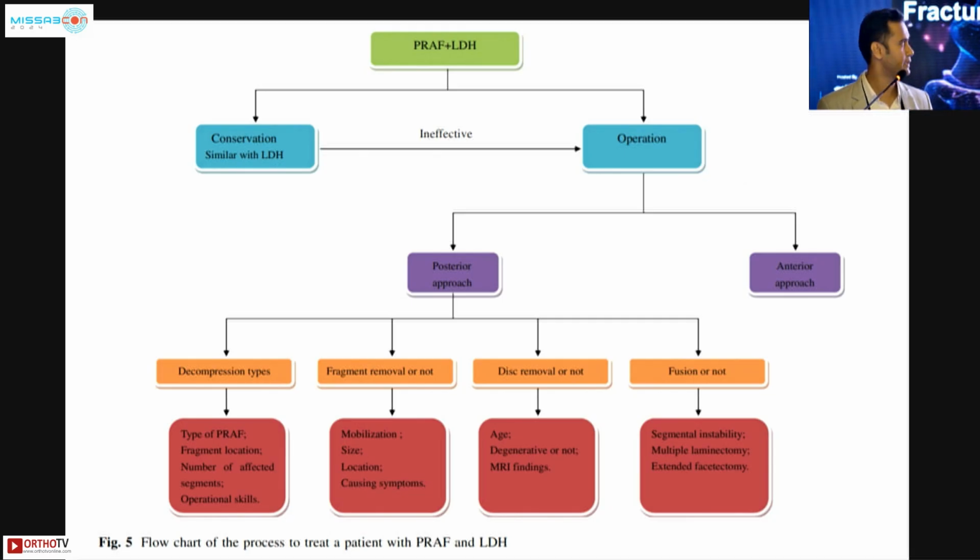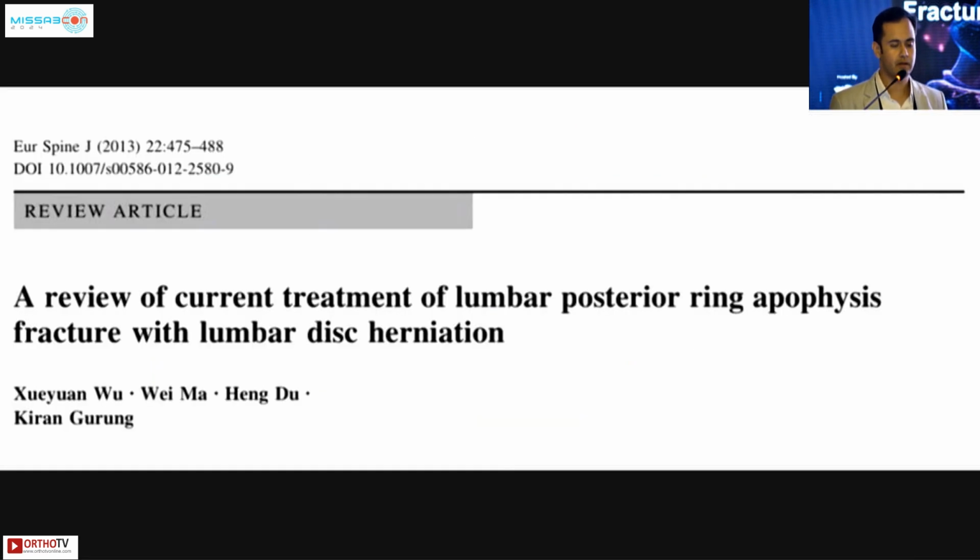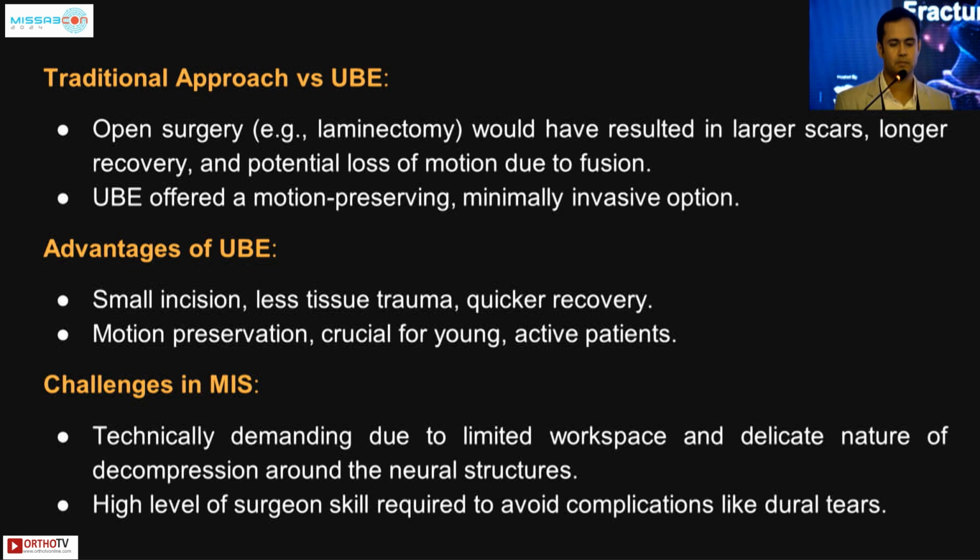So these are the various methods that are used to treat the PARF lesion. Some recommend doing just decompression. Some recommend removing the disc herniation, some recommend removing the disc herniation as well as the PARF fragment, and some recommend fusion. This was a review article which I went through, which showed that all of the procedures have a similar outcome. So the open surgery, which would have resulted in larger scars and longer recovery time, was avoided in this case, and UBE offered a motion-preserving, minimally invasive option.